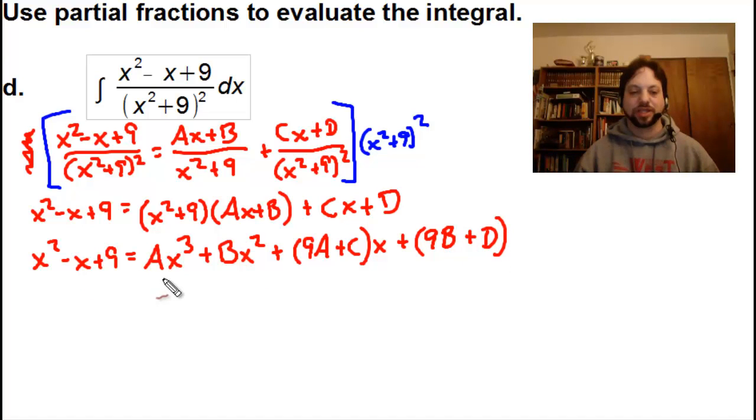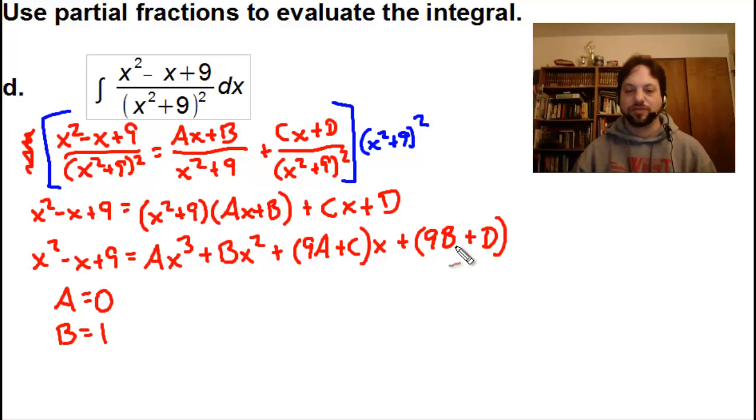Now I can start matching things up. Notice that there is no x cubed term over here. That tells me that a is going to have to be 0. It also tells me that this a is 0, but I'll get to that in just a moment. I have bx squared, which has to equal this 1x squared. I just figured out that b must be 1. That's fortunate. That means this b is also going to be 1.